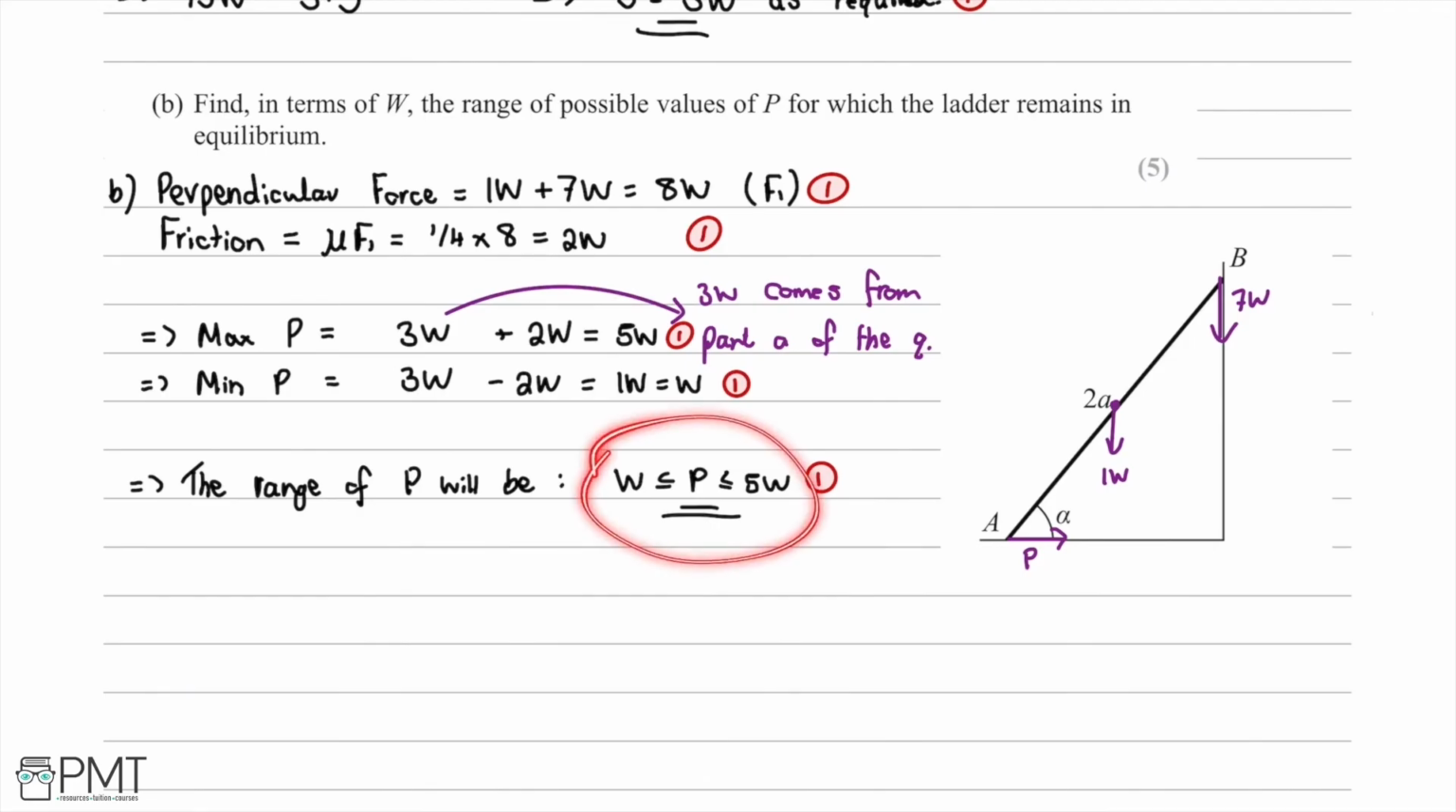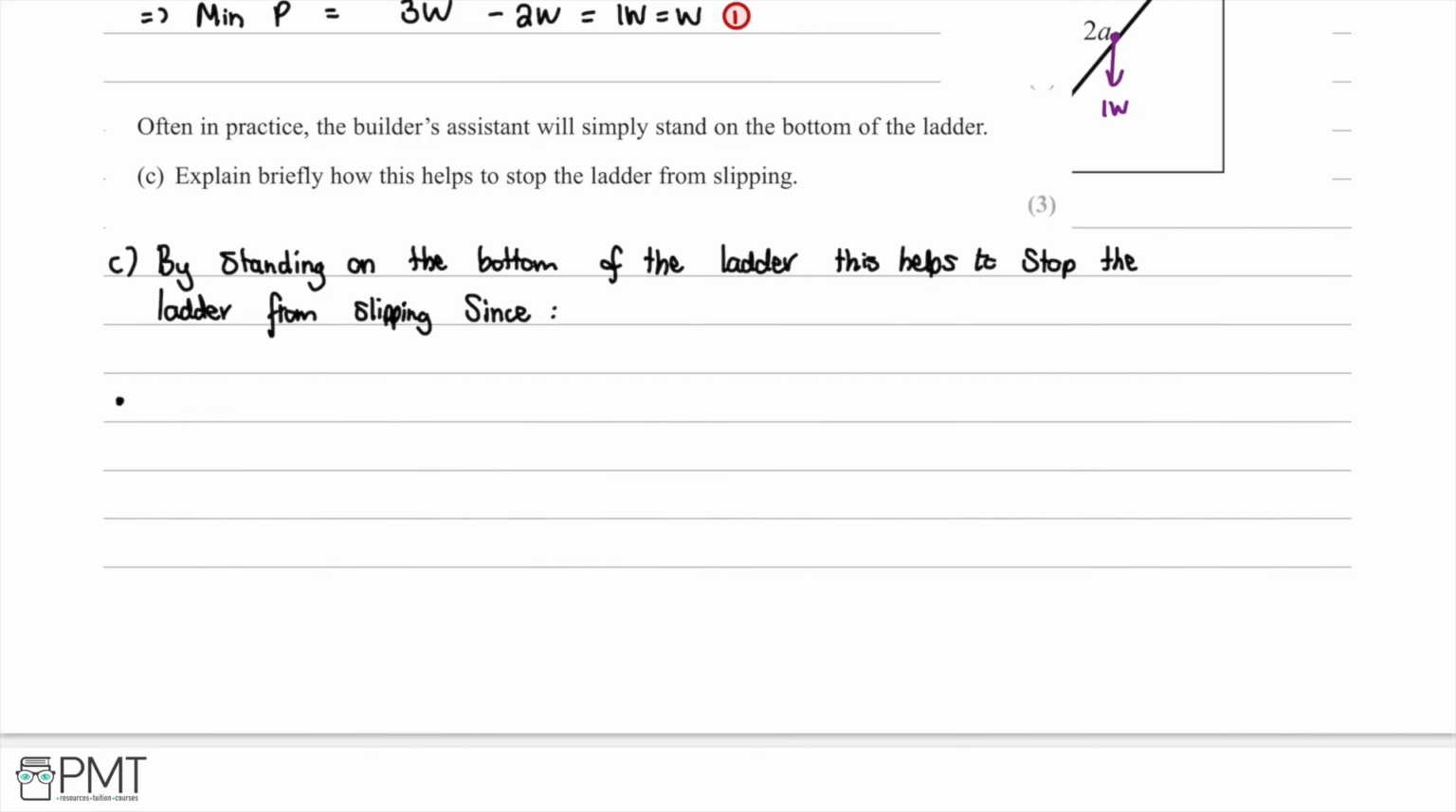So in part C of this question, we're told that often in practice, the builder's assistant will simply stand on the bottom of the ladder. And we're asked to explain briefly how this helps to stop the ladder from slipping. So we know that by taking the moments of A, the reaction of B will be unchanged, so nothing will be affected from that end. So we'll just write that down. By taking moments at A, the reaction on the ladder at B is unchanged.